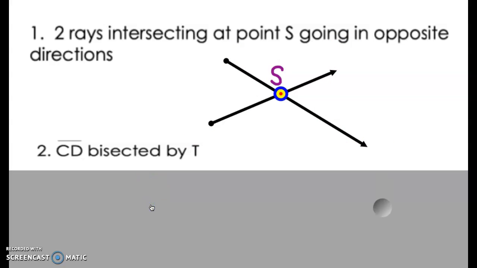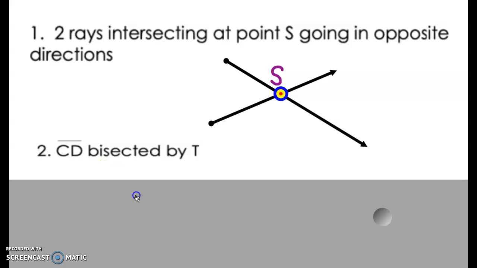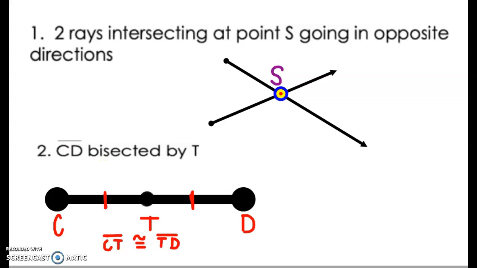All right, number 2, we need to draw segment CD bisected by T. Remember, when you just have a line on top of your letters, that means segment. It has a beginning and an end. So here, again, this is not the only sketch that fits the scenario. It is one of the many possibilities.